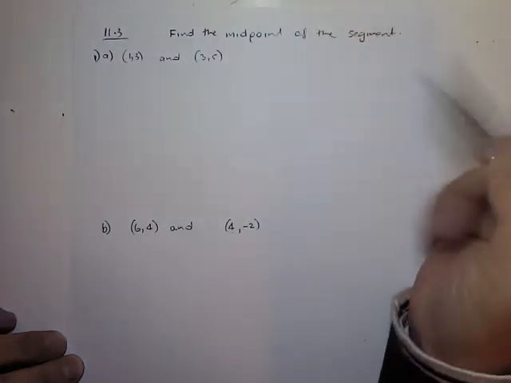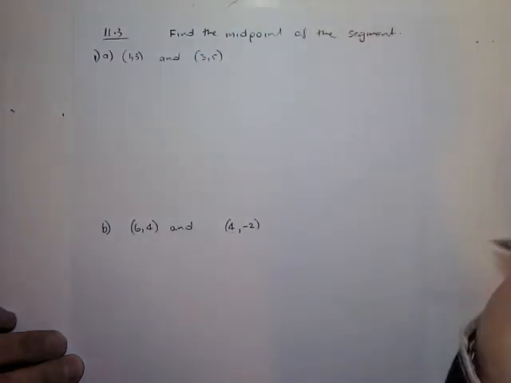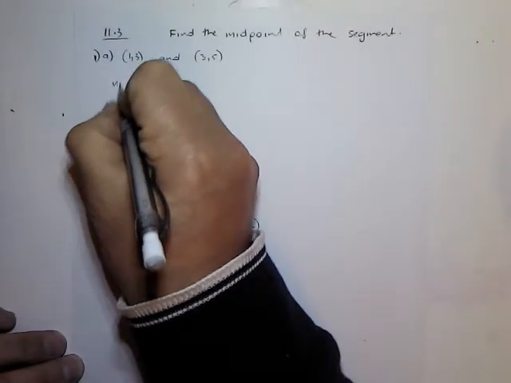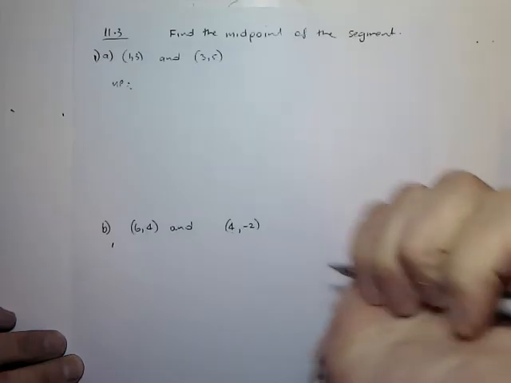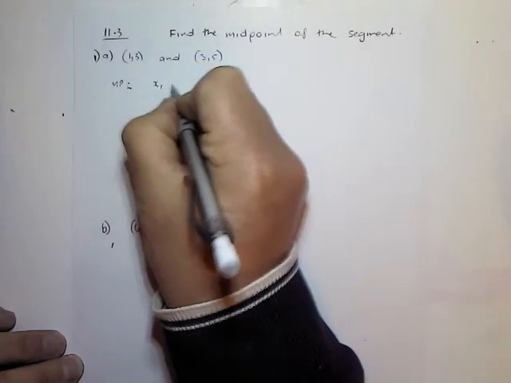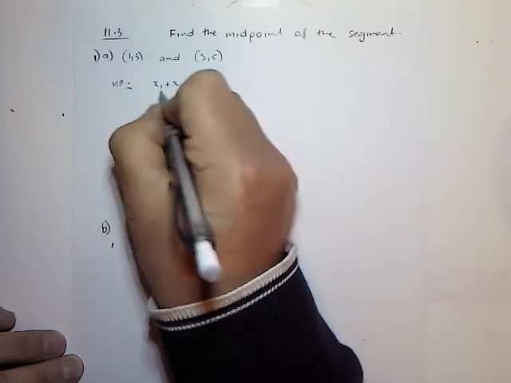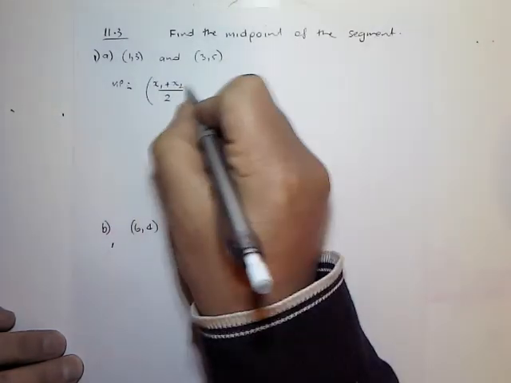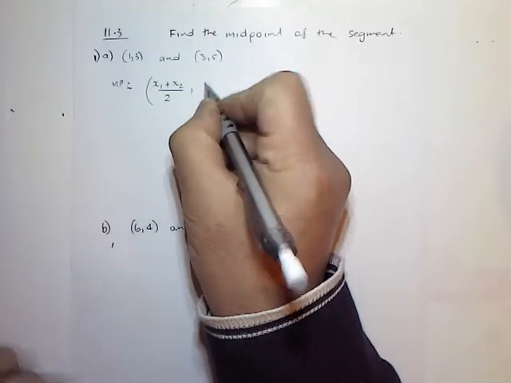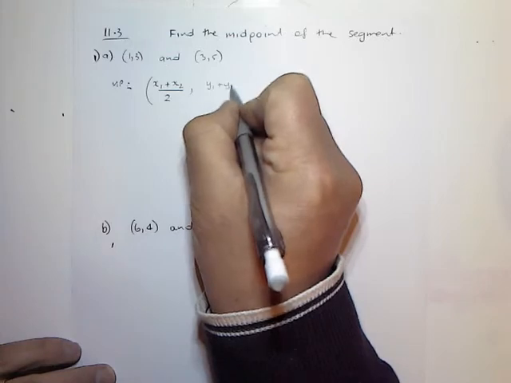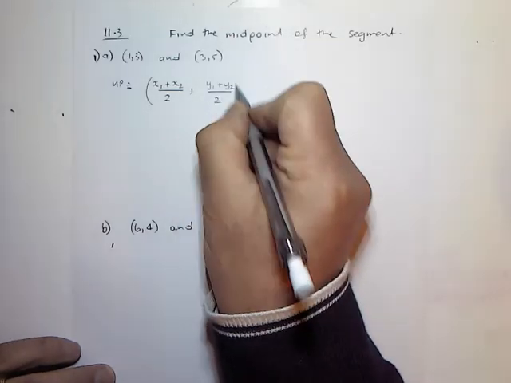If you remember from your notes, the midpoint formula is basically midpoint equals x1 plus x2, or both x values added up, divided by 2. So we're actually finding the average of the 2 points. And we'll add the 2 y values up, y1 and y2, and divide them by 2.